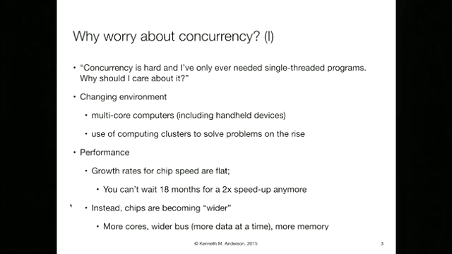The other side of this is that the growth rates for chip speed are flat. I lived during the glorious time where you could wait 18 months and your computer was twice as fast. And now we're on that logarithmic curve where we're starting to flatten out. So you can no longer wait 18 months for a 2 times speed up. Instead, chips are becoming wider. So a single chip will have more cores on it, will have a wider bus, which means it can pass more data at a time, and will have more memory on chip. So you have your L3 caches, your L2 caches, the things on chip that can speed up computations.